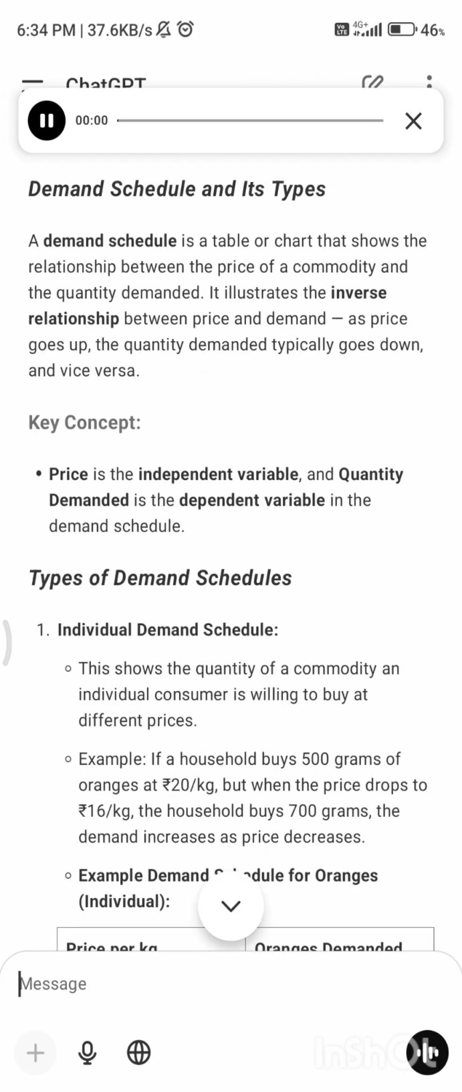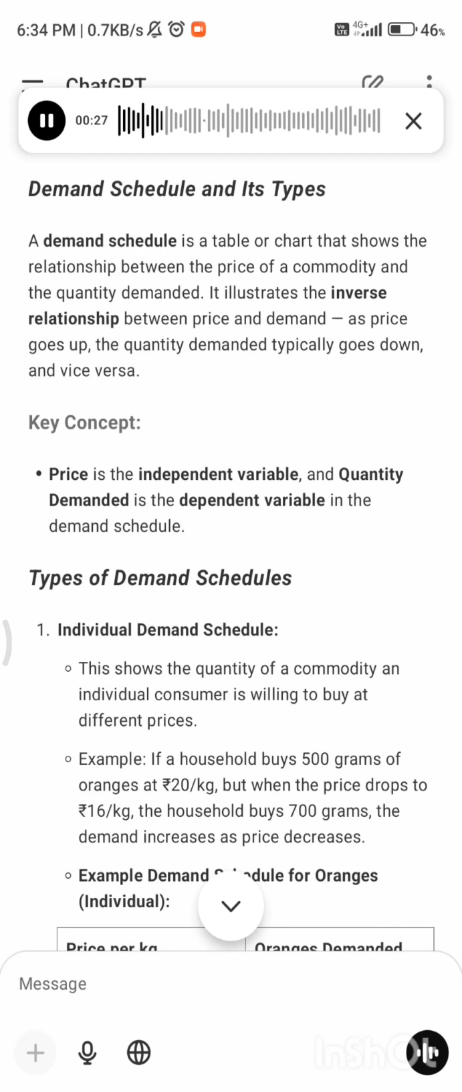Demand schedule and its types. A demand schedule is a table or chart that shows the relationship between the price of a commodity and the quantity demanded. It illustrates the inverse relationship between price and demand. As price goes up, the quantity demanded typically goes down, and vice versa. Key concept: price is the independent variable, and quantity demanded is the dependent variable in the demand schedule.